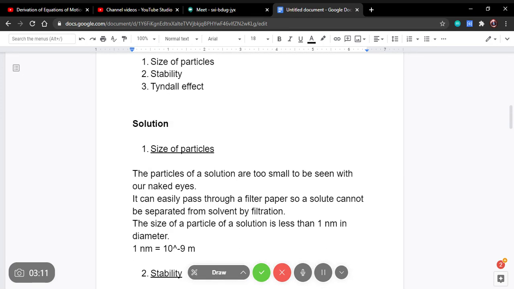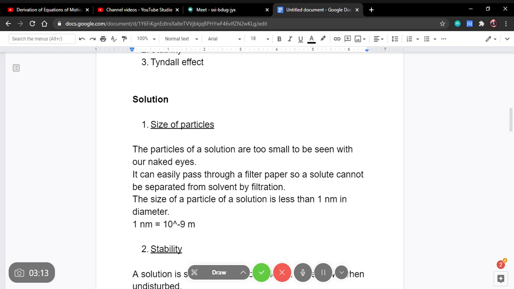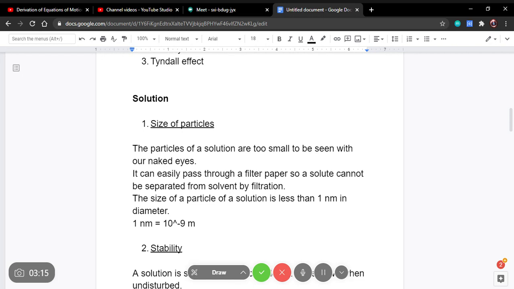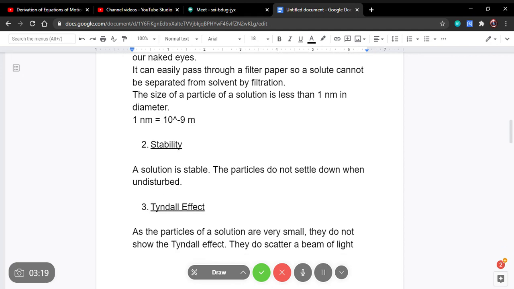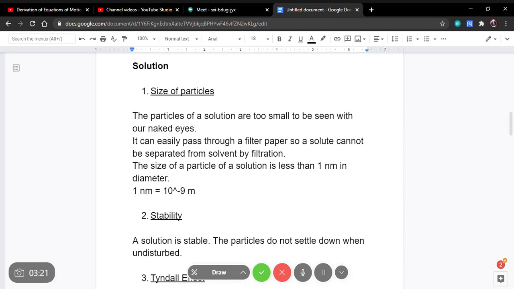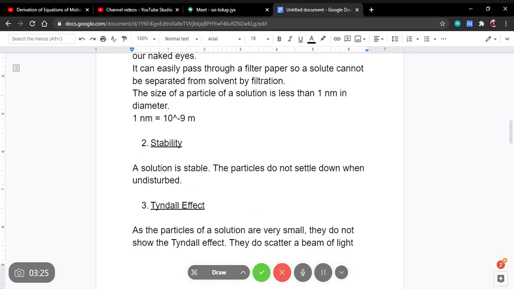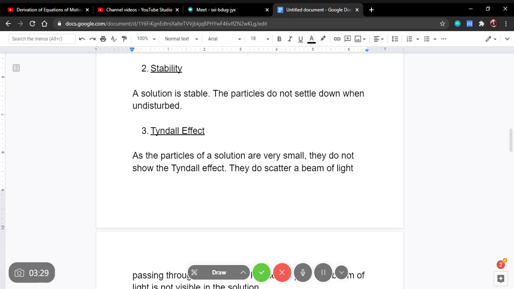So now we have differentiated solution from colloidal solution and suspension on the basis of size of particles, stability, and the Tyndall effect. The particles of a solution are very small, they are stable, and a solution does not possess the Tyndall effect.